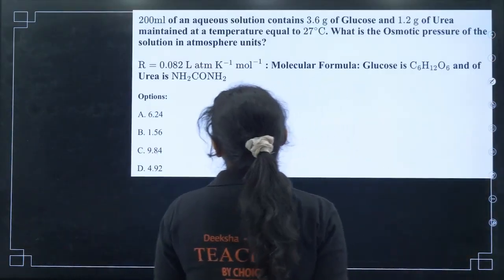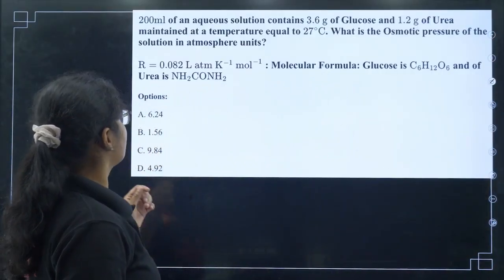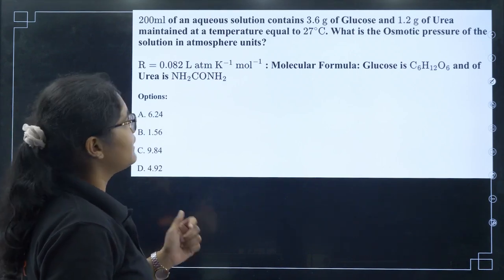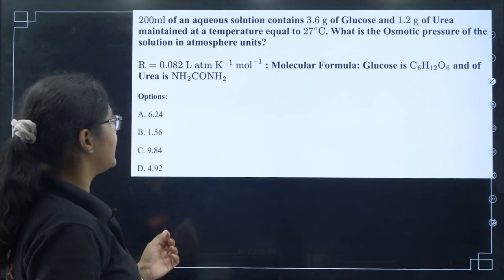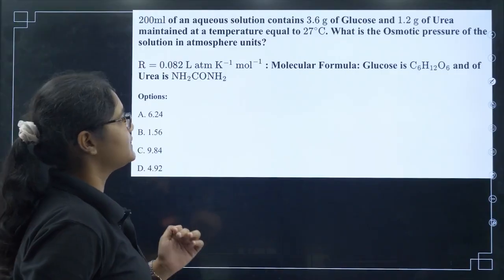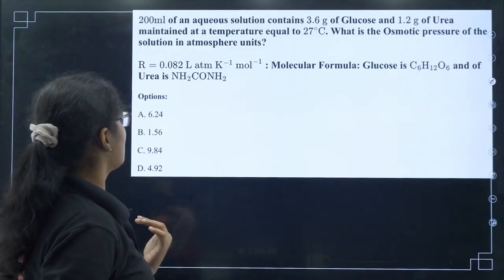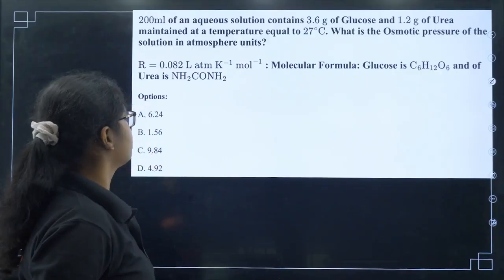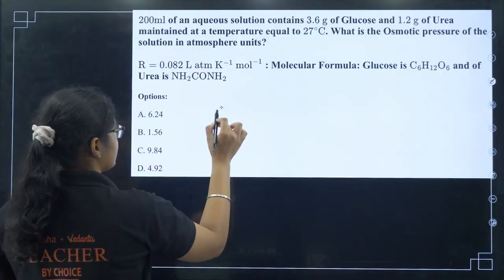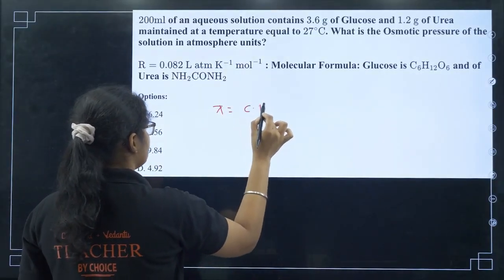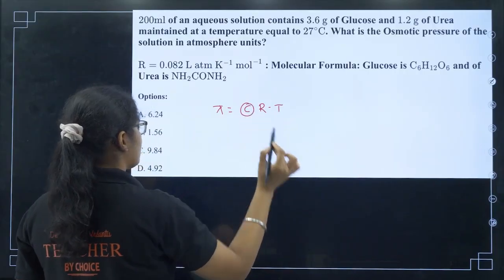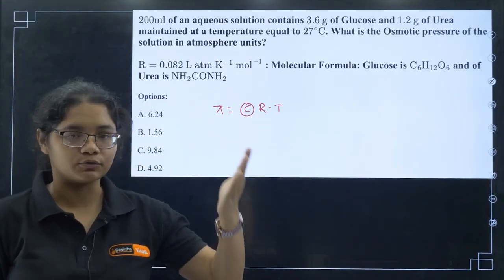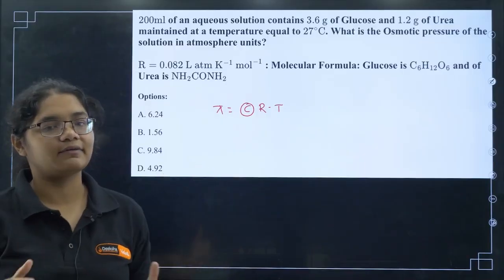Okay, next question. 200 ml of an aqueous solution contains 3.6 gram of glucose and 1.2 gram of urea maintained at a temperature equal to 27 degrees Celsius. What is the osmotic pressure of the solution in atmospheric units? Okay, so if I want to calculate the osmotic pressure, the formula is C into R into T. But here the problem is we have 2 solutes, so you have to just take the number of moles of both the solutes, add them and then divide by the volume.